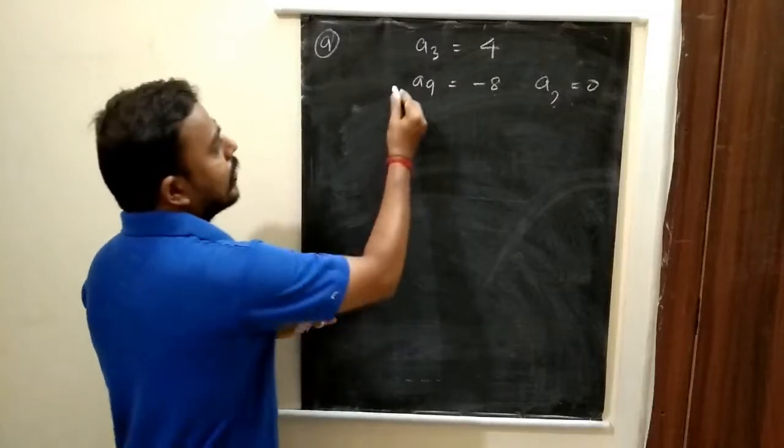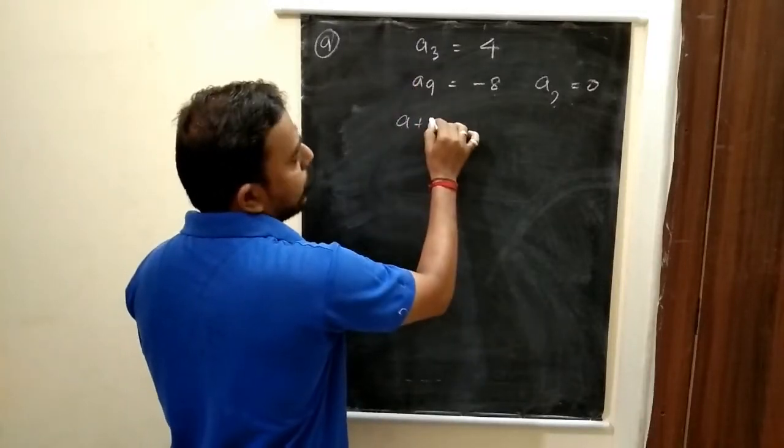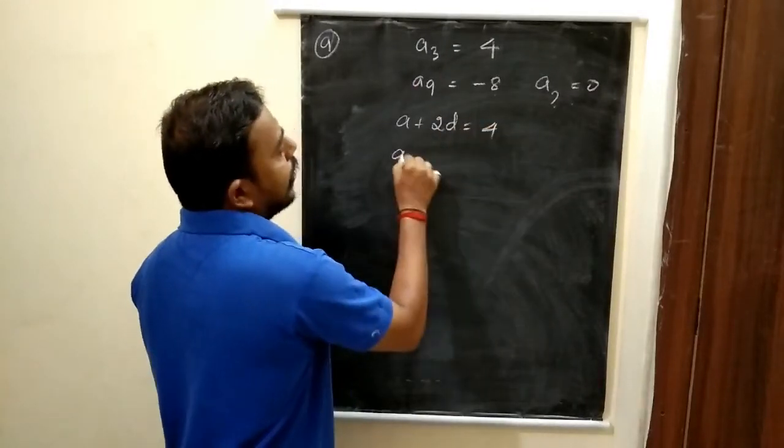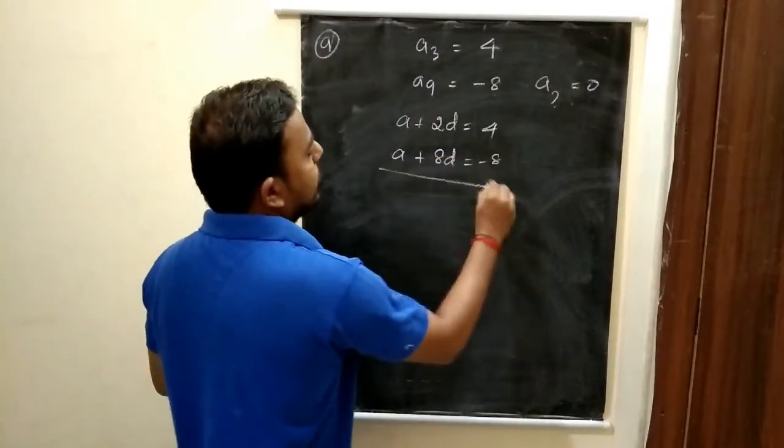Anyway, A3 equals 4 is given. So a plus (3 minus 1), that is 2d, equals 4. Then a plus 8d equals minus 8, since it is the ninth term. So subtract.